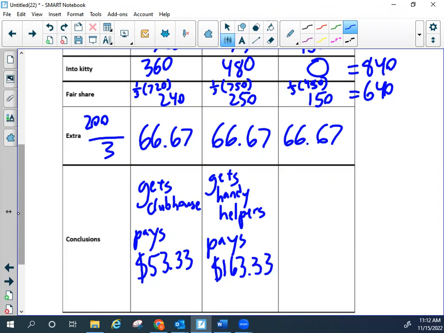Finally, Pluto, he didn't put any money into the kitty, so he didn't lose anything. He just pockets $150 and pockets another $66. So he gets $216.67.